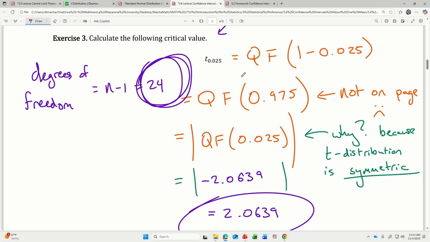So do we always take the absolute value? Or like, how do we know when to do that? It's a good question. Yeah, I think the answer is yes. If you were making a confidence interval and you're looking up a critical value, you should always expect to have a positive number critical value. And if it's negative, just make it positive.